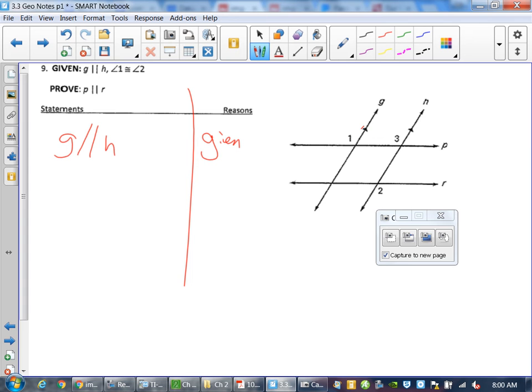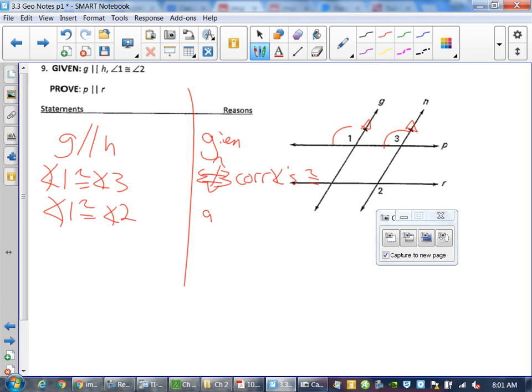Mark it. So what can you tell me about 1 and 3? They're congruent. Why are they congruent? Same spot, same side. What's the angle pair? Corresponding. So I can say right away that angle 1 is congruent to angle 3. Parallel lines cut by a transversal, corresponding angles congruent. All right, we also know that angle 1 is congruent to angle 2 because it's given.